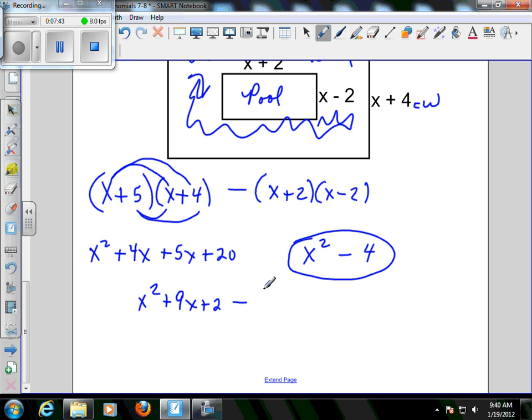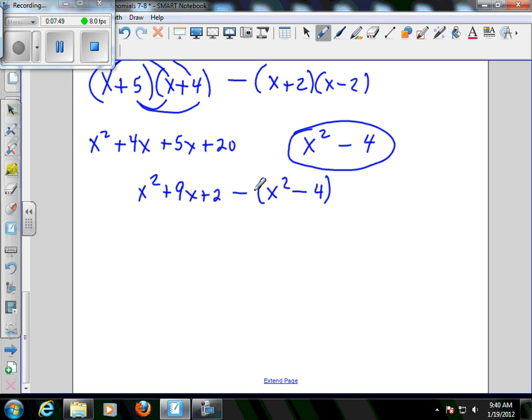So the thing I really want you to do is put parentheses around it, because since we're subtracting it, we need to make sure that this minus, this negative in front, applies to each term. Now, if you want to, put a 1 here. Go ahead and use your distributive property. So you have negative x squared plus 4. And now we'll bring down the polynomial in front.